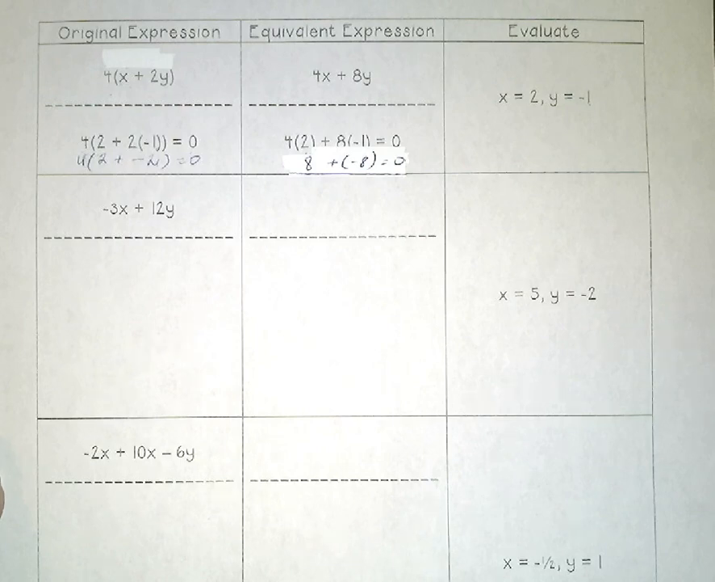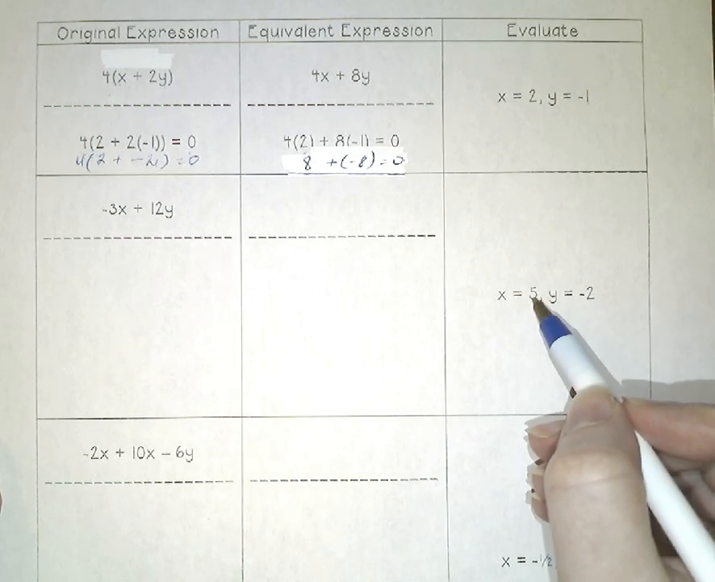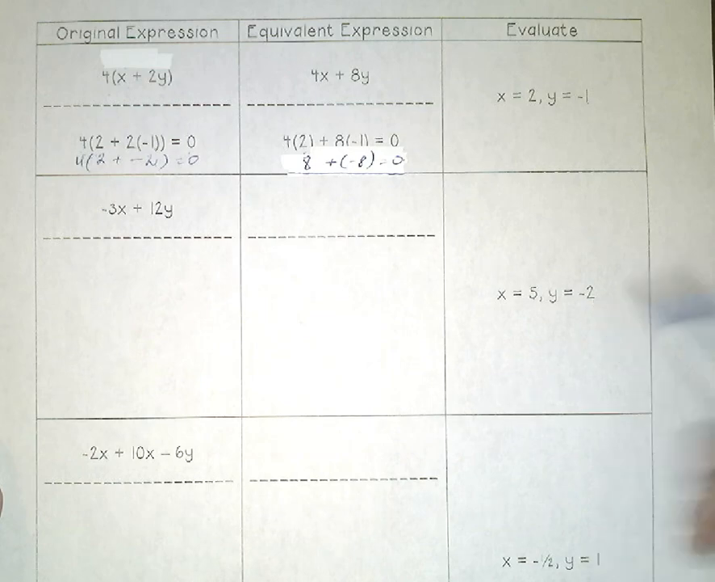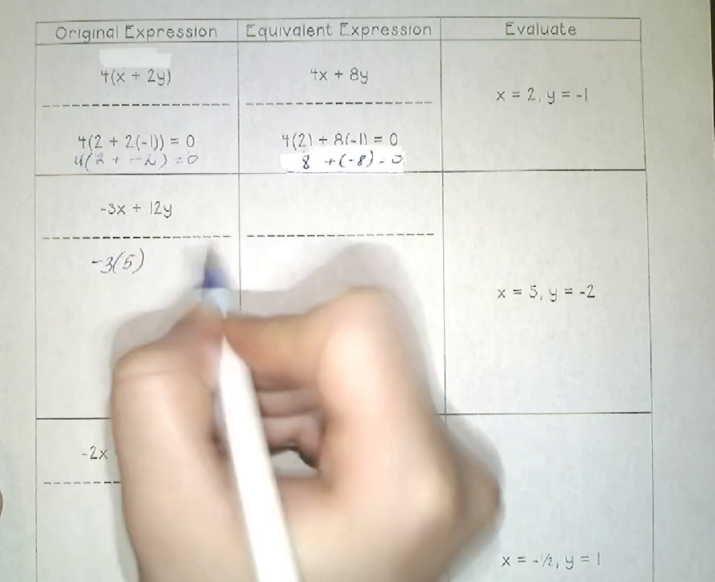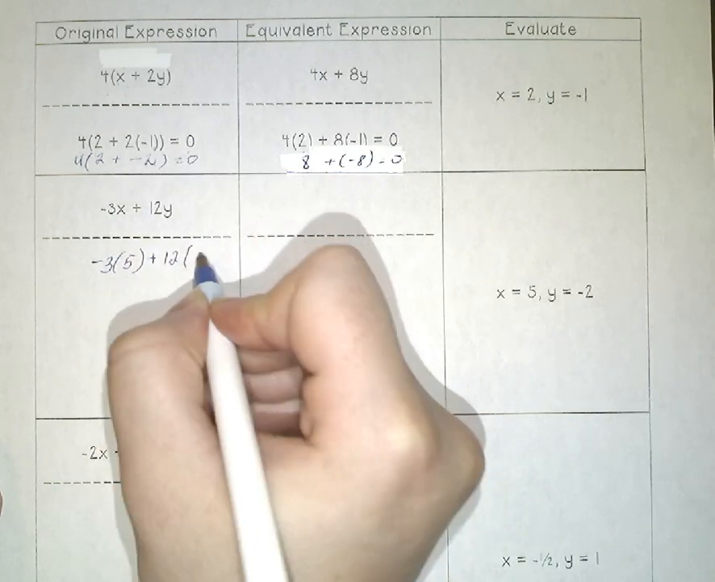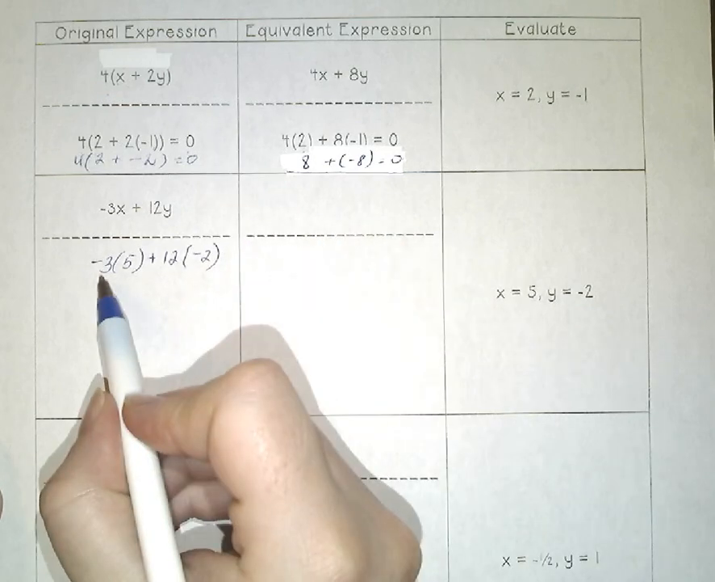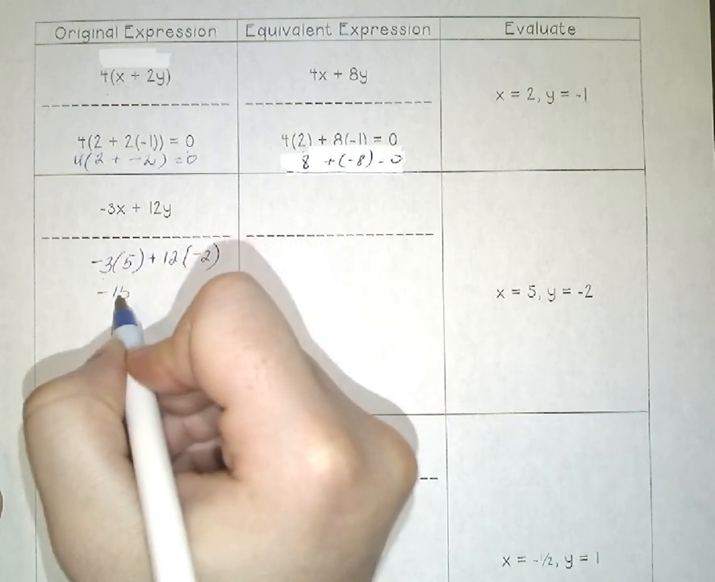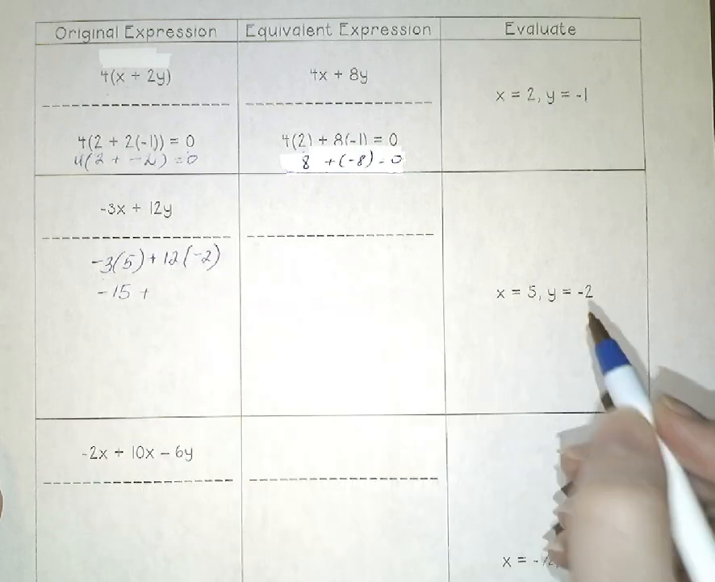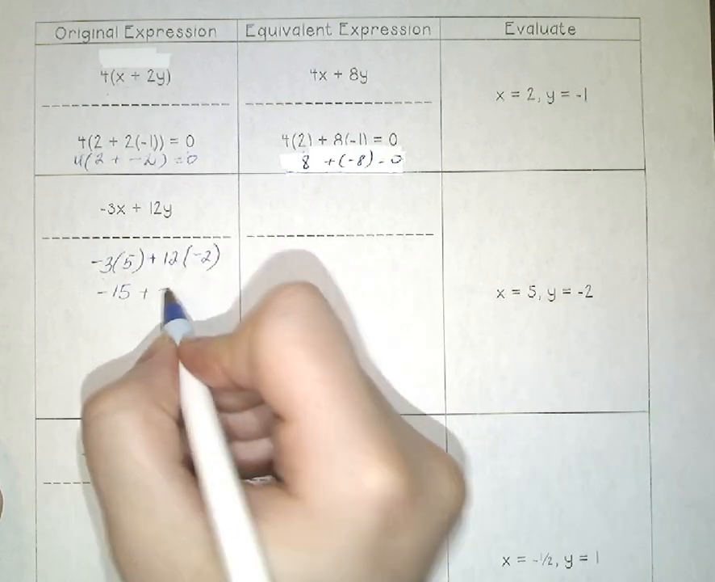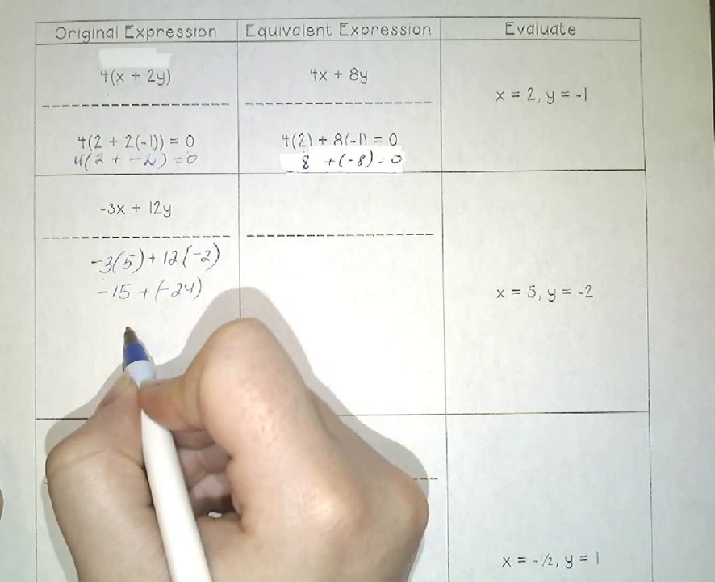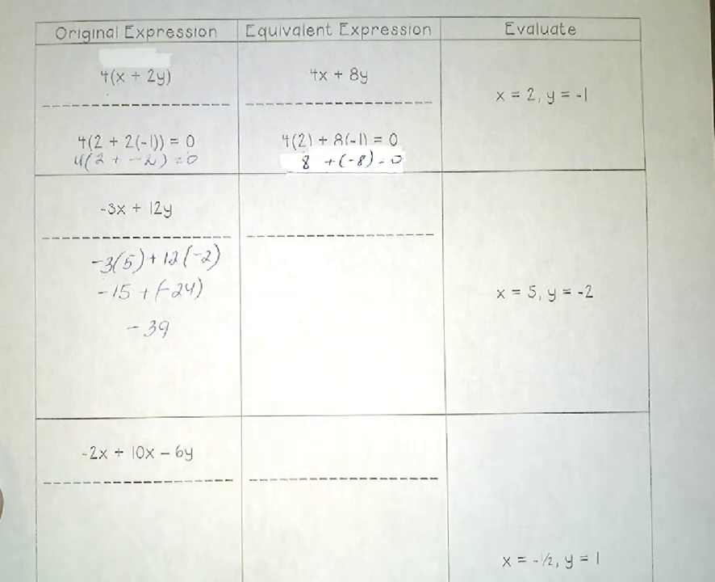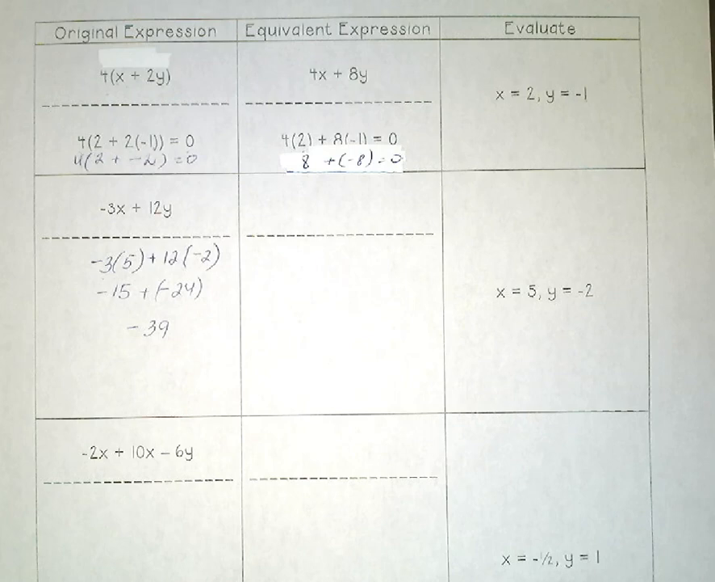-3x plus 12y. We will need to substitute 5 for x and -2 for y. So we'll have -3 times 5 plus 12 times -2. -3 times 5 is -15, and then we have plus 12 times -2 is -24, and then -15 plus -24 is -39.